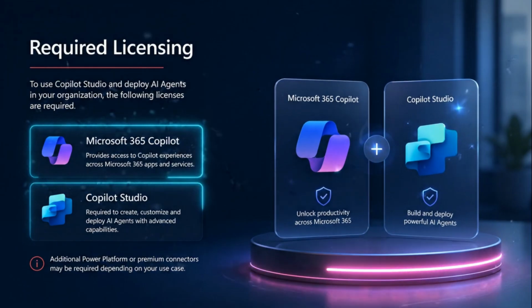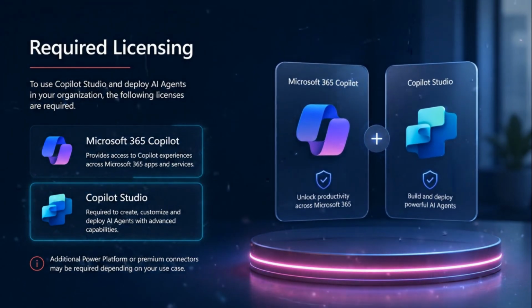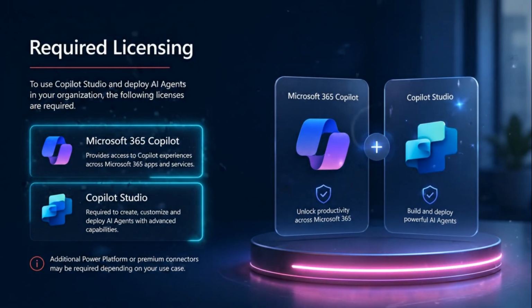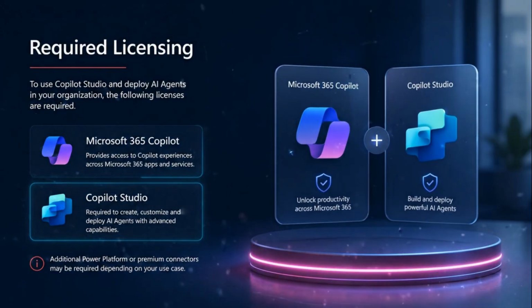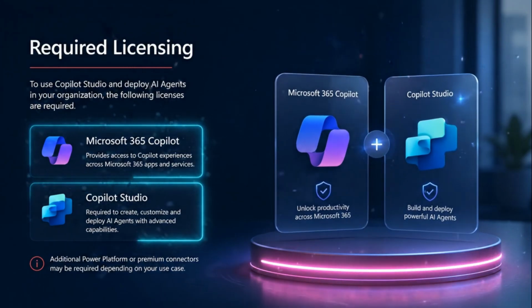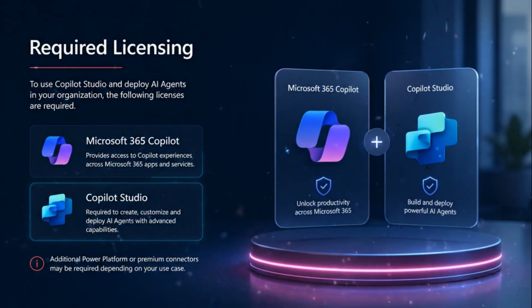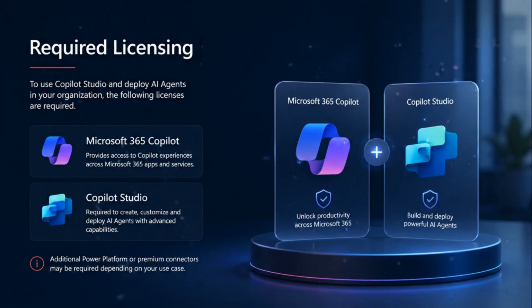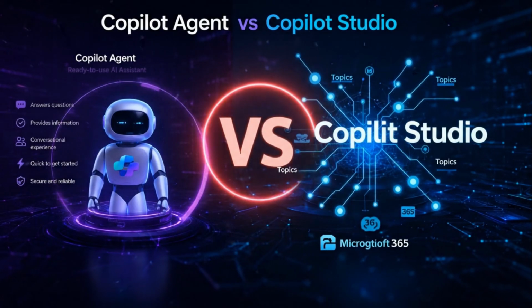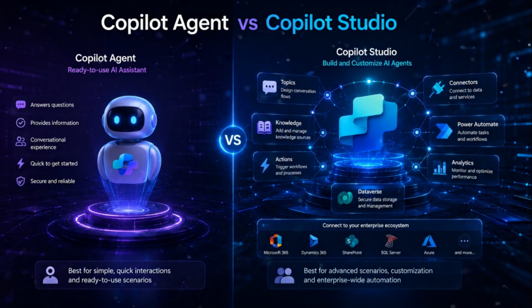For testing purposes, you can often use a trial environment or a developer setup. But for production environments or larger deployments, you'll usually need a Copilot Studio license or a pay-as-you-go model. It's also important to remember that some connectors are premium, some integrations require additional licensing, and enterprise integrations can introduce extra costs.